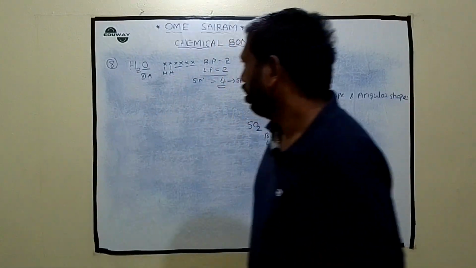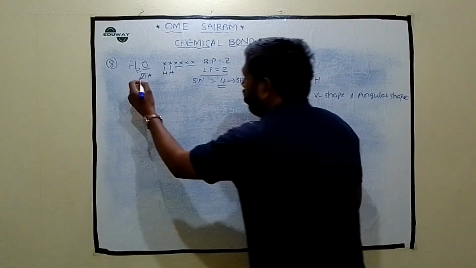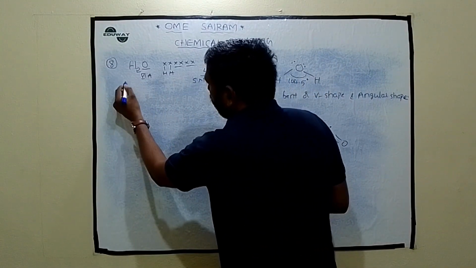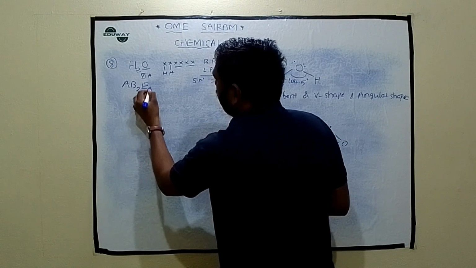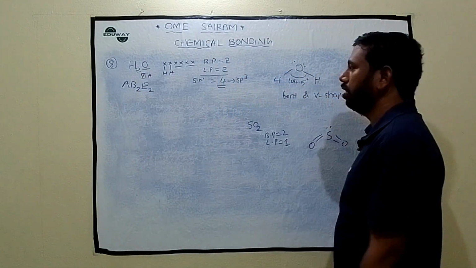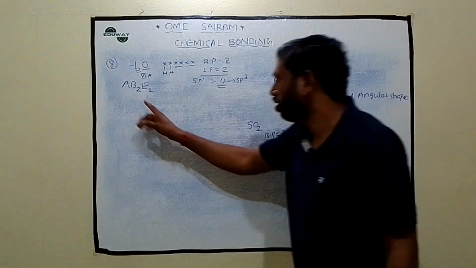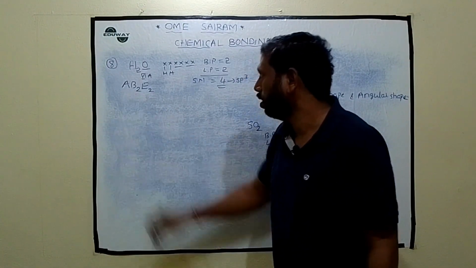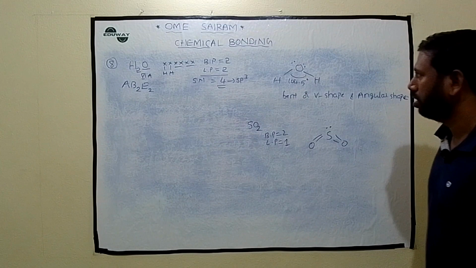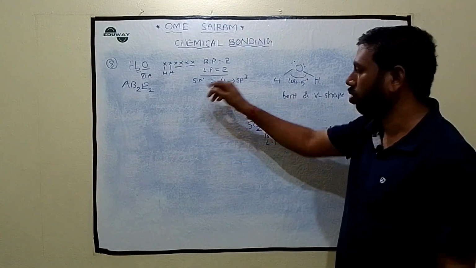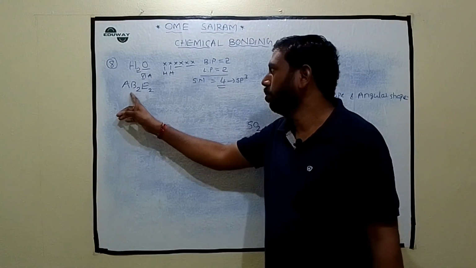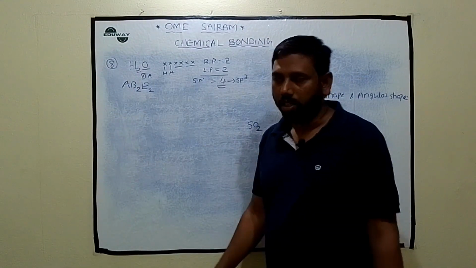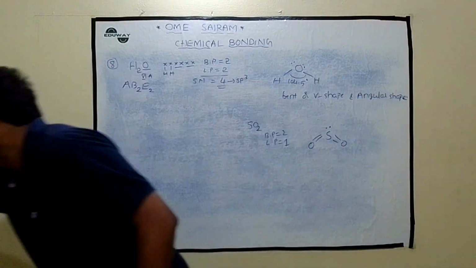Now, next molecule. Here the H2O molecule is AB2E2. It belongs to the AB2E2 type. That means the H2O molecule has 2 bond pairs and 2 electron pairs. How many electron pairs? Nothing but lone pairs. How many lone pairs? 2 lone pairs. Thus we can write AB2E2. H2O belongs to AB2E2.